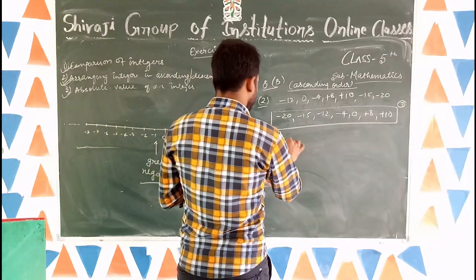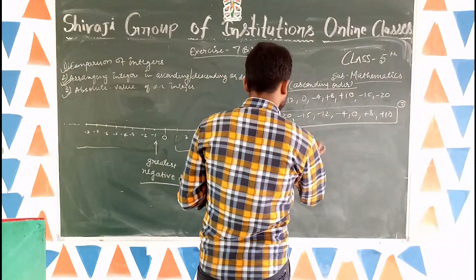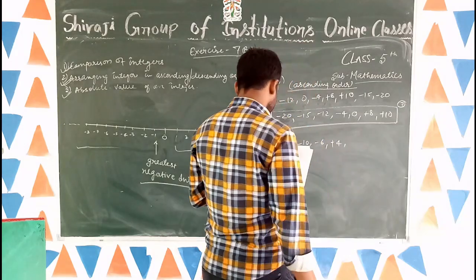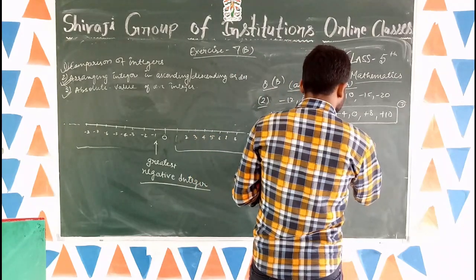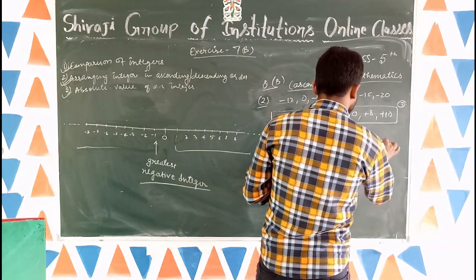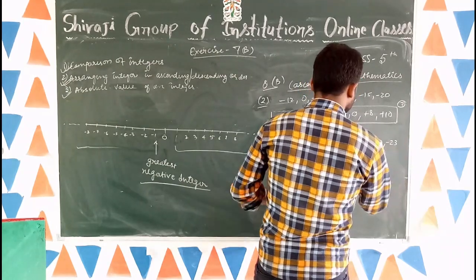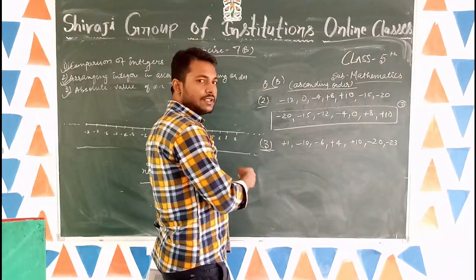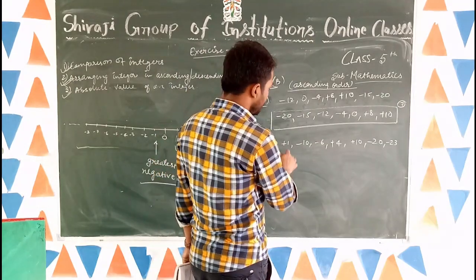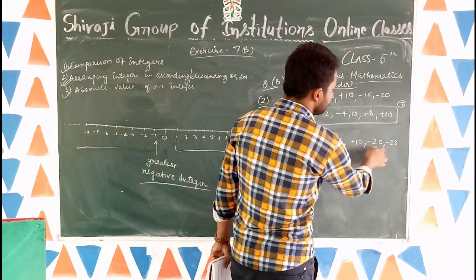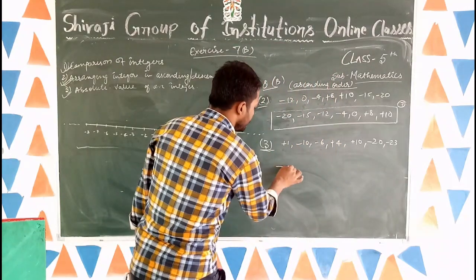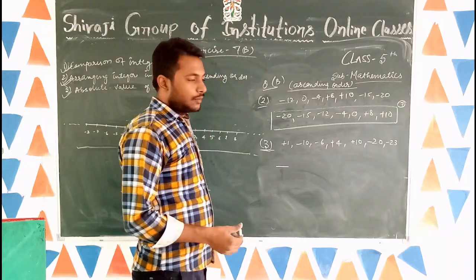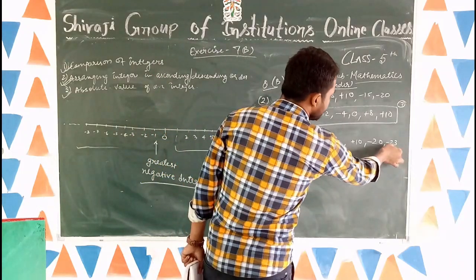The given series is plus 1, minus 10, minus 6, plus 4, plus 10, minus 20 and minus 23. Okay, we have to arrange these numbers in a series which is ascending order. So total number here is 1, 2, 3, 4, 5, 6 and 7. Total 7 numbers. So as we have discussed, the first position will be the position for smallest number. So this is the smallest number.